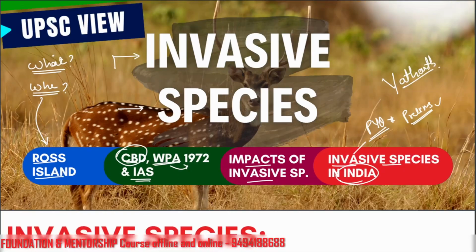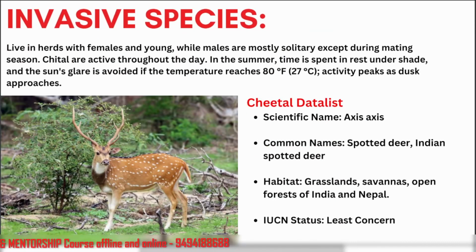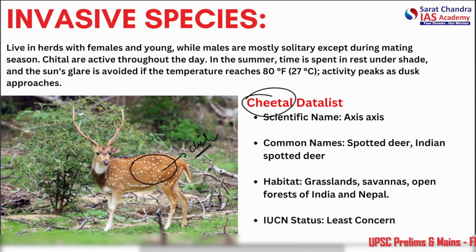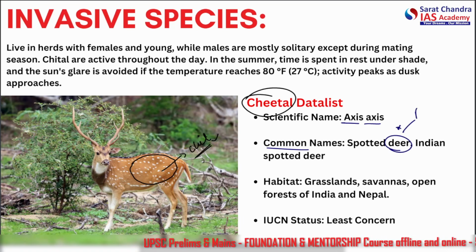Let's see what invasive species we are talking about. The one that is being discussed in this lecture is cheetal. This is known as cheetal because of these spots on its body. In Hindi these are known as cheet or chitta. Its scientific name is Axis axis, and common names are spotted deer. So please remember it's a deer. It's not an antelope.